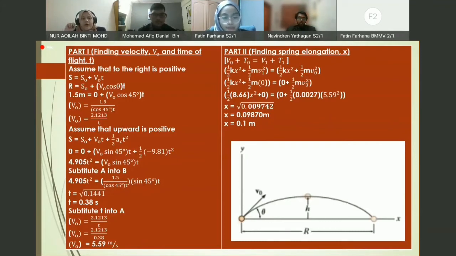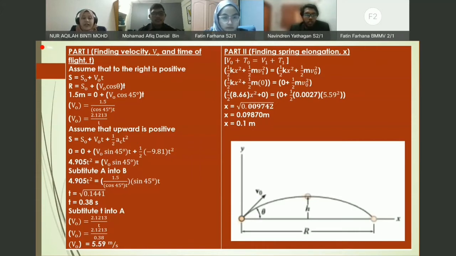For the first part, as I attached the image here, firstly, we assume that the x-axis to the right is positive. So we use the linear equation s equals s naught plus v naught t. s is the final distance, which is 1.5 meters. s naught is 0, and v naught becomes v cos theta, where theta is 45 degrees, the angle of the launcher. After the calculation, we got the first equation, which is v naught equals 2.1213 over t.